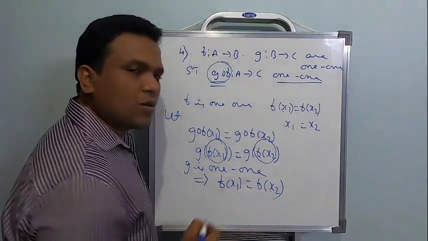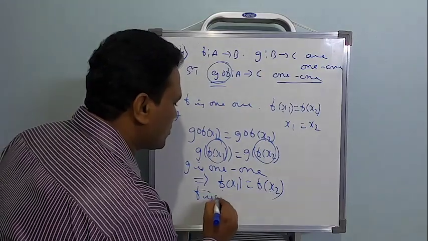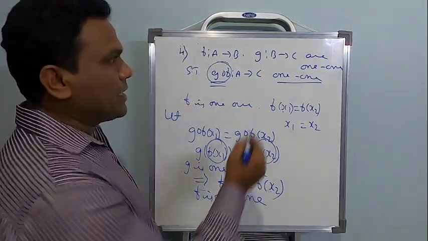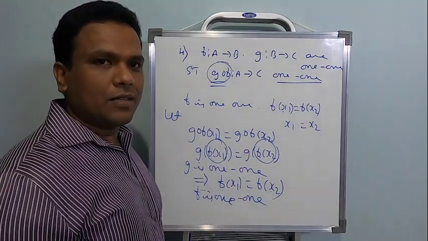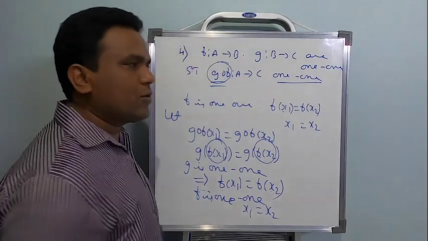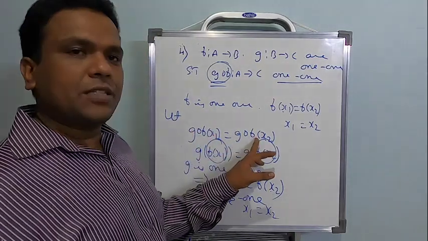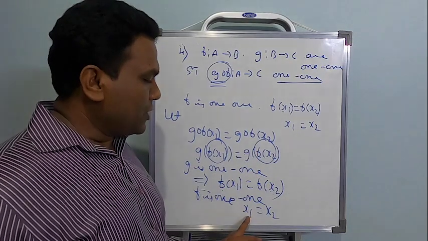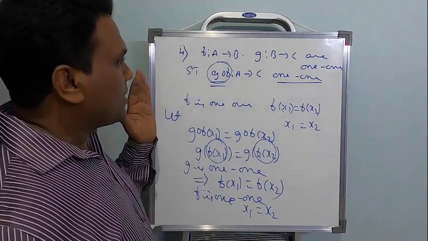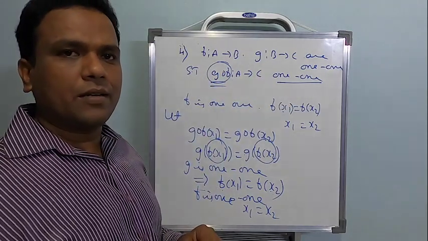What is f of x1 equal to f of x2? Remember, once again, f is also 1-1. They already said f and g both are 1-1. If f is also 1-1, then I am going to get x1 equal to x2. So start with g of f of x1 equal to g of f of x2, and finally show that x1 will be equal to x2. This shows that the function gof from A to C is also going to be 1-1.